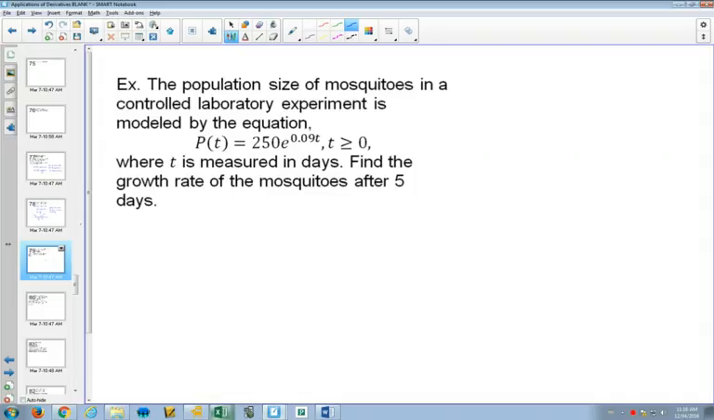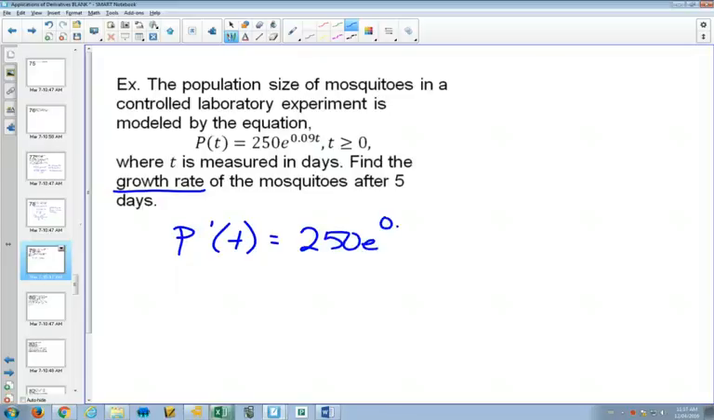A lot of population questions have e in it. It's a natural occurrence that for that function, it works out nicely. So you'll see, if you do other questions, lots of population questions have the number e in it. t is measured in days. We're going to find the growth rate after 5 days. So again, the fact that we're trying to find a growth rate is telling us, find your derivative.